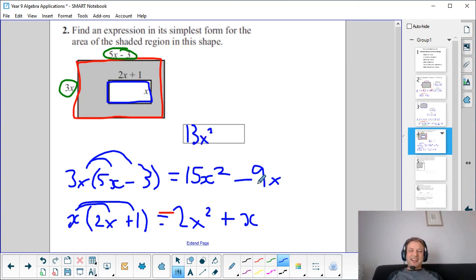And this one started with negative 9x. I've got to take away another x. So if I'm down at minus 9, and I take away another one, that'll put me down to minus 10. So the overall area of just this shaded part here in my backyard, but without my swimming pool now, it's 13x squared, take away 10x.